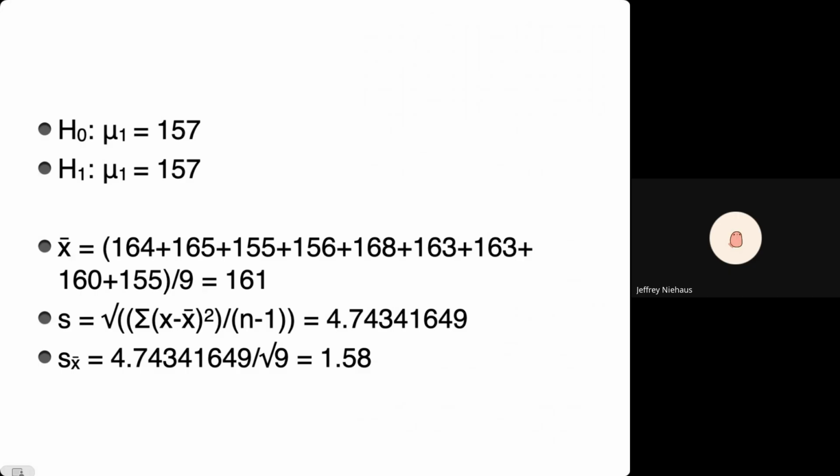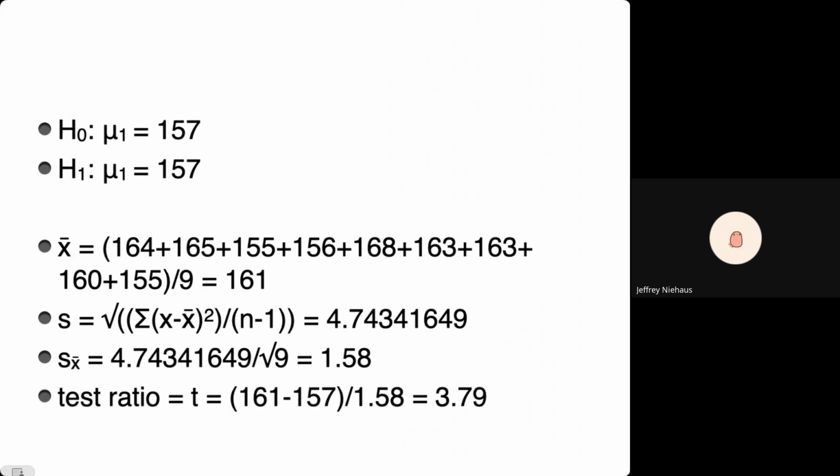So now I can get the test ratio. That is the difference that we observed, 157 minus 161, over the standard error. Okay, and I'm sorry, 161 minus 157, since our average was in fact above the mu, and that gives us a test ratio of 3.97. Our statistic, our X bar, our sample was almost 4 standard errors above the mean.